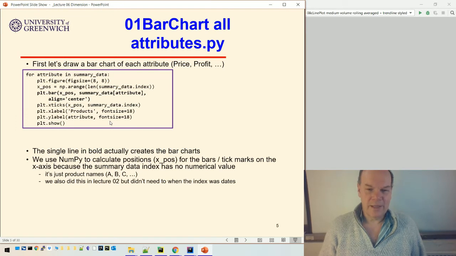As I said, numpy calculates the positions for the bars and tick marks, and the tick marks are just the product names, which we then put on the x-axis. So this x pos is the x positions, and we just put the index, which for the summary data frame is the name of each product.